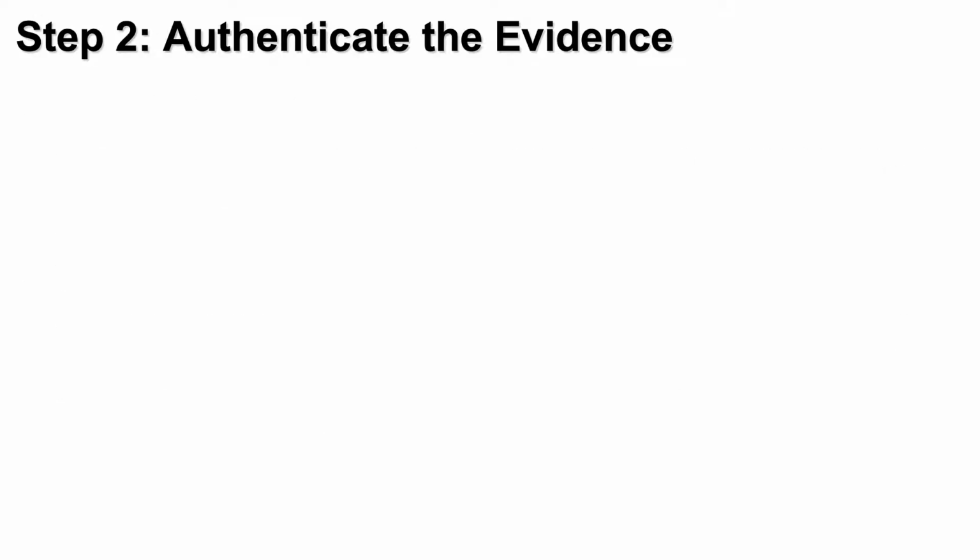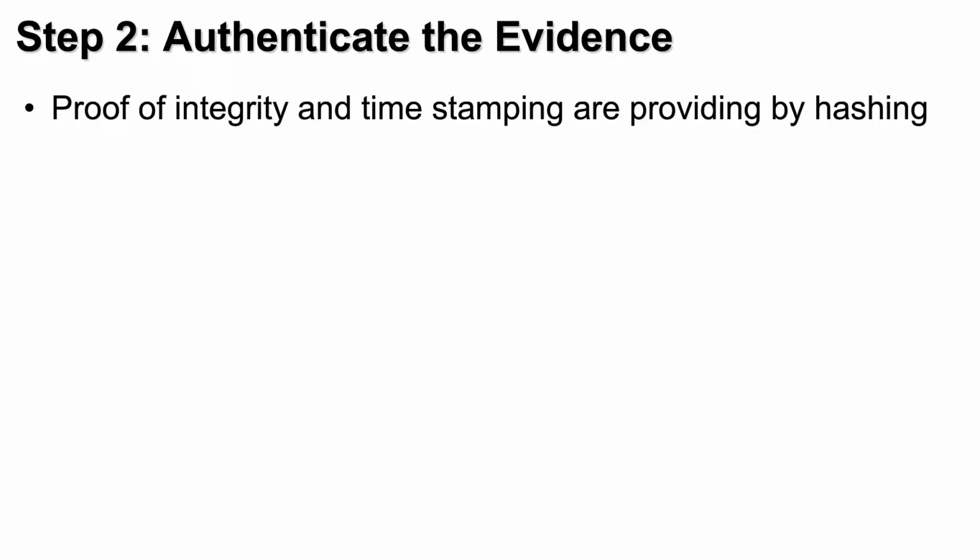Okay, so once we've captured a forensic copy of the data, we need to authenticate it. It's very important for you, the forensic examiner, to be able to show that what you're working on, that forensic copy, is exactly the same as the original evidence. And we do this through a proof of integrity and timestamping, and those are provided by something called hashing, which is something we discussed in depth in an earlier class.